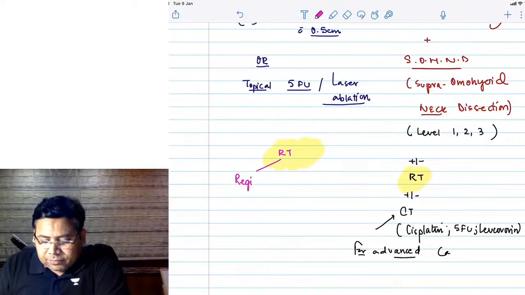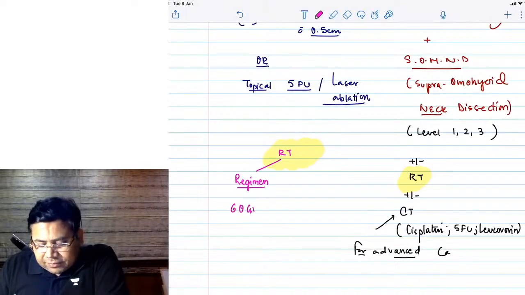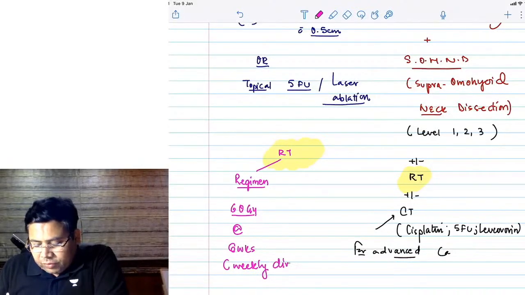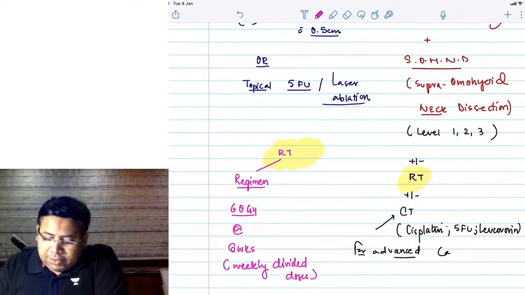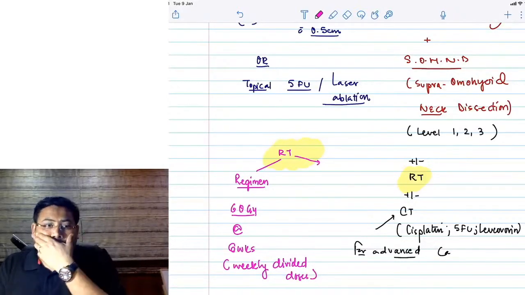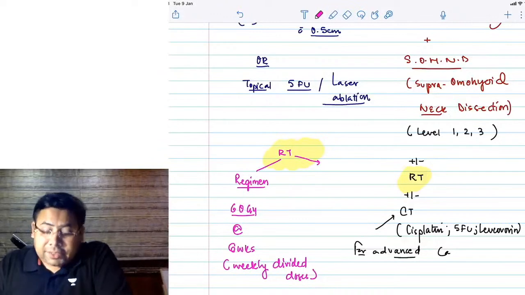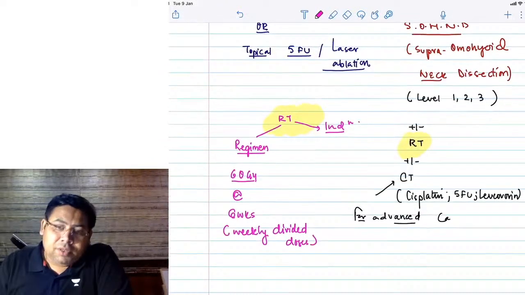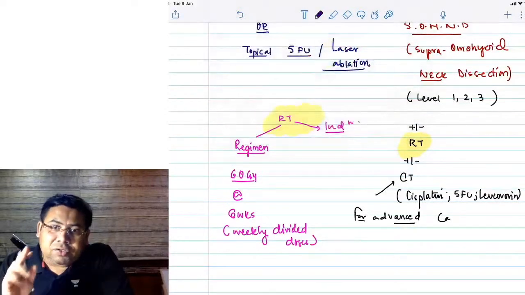The regimen is 60 grays over 6 weeks in weekly divided doses. So one is the radiotherapy regimen. The next thing is, what are the indications? And this was the question asked. What are the indications of radiotherapy?